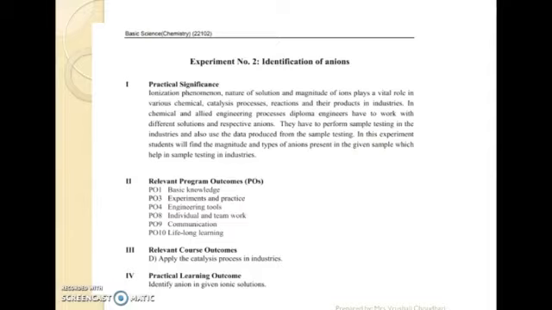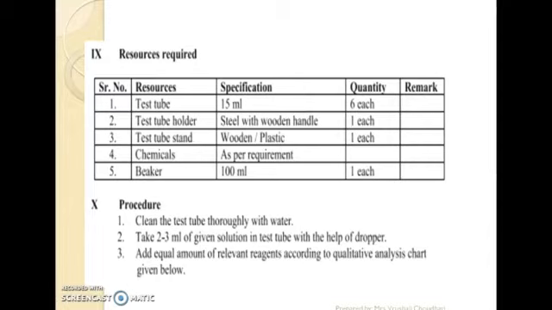Course outcome is to determine the catalysis process used in an industry. Practical learning outcome is to identify anions in a given solution. Resources required: apparatus, test tube holder, test tube stand, and chemicals and beaker.